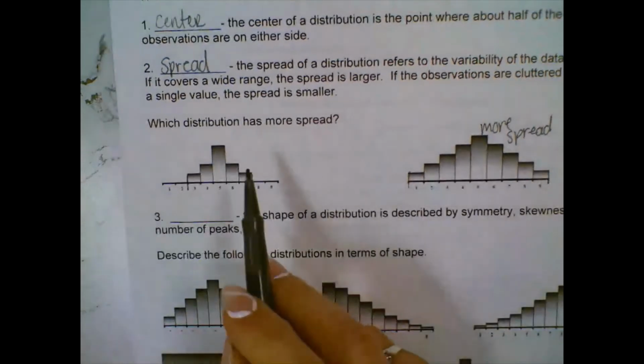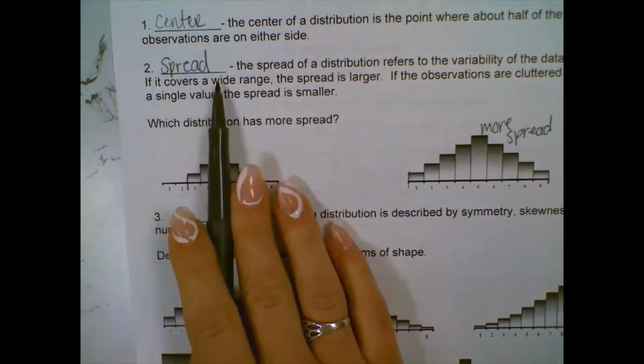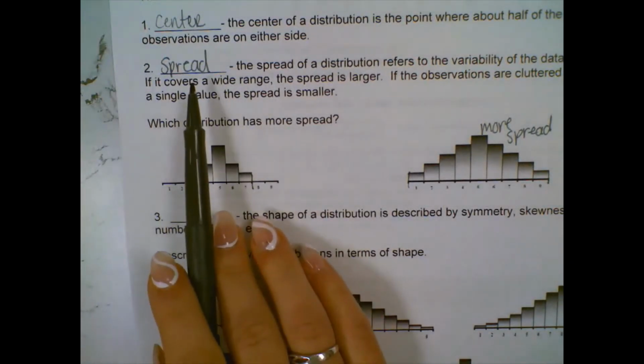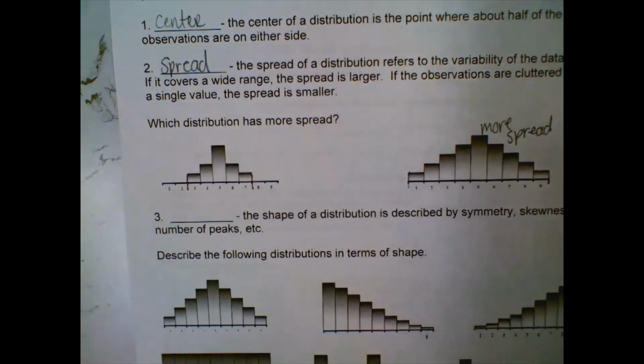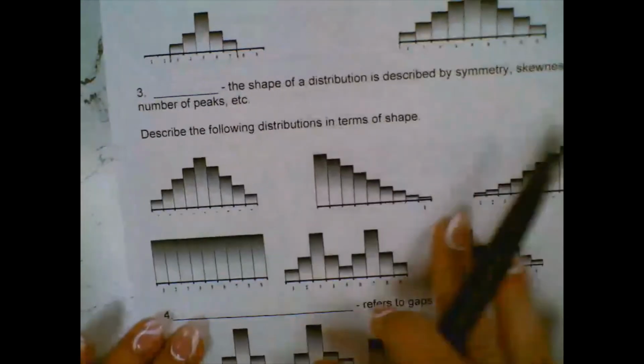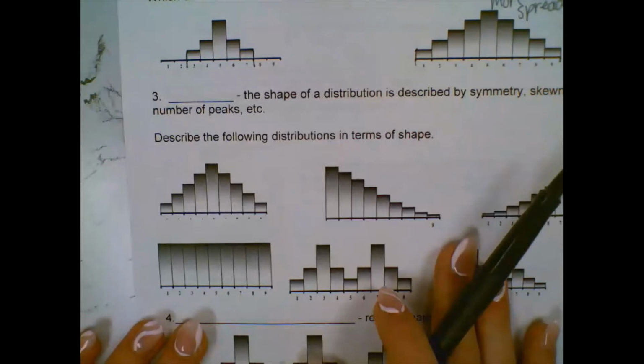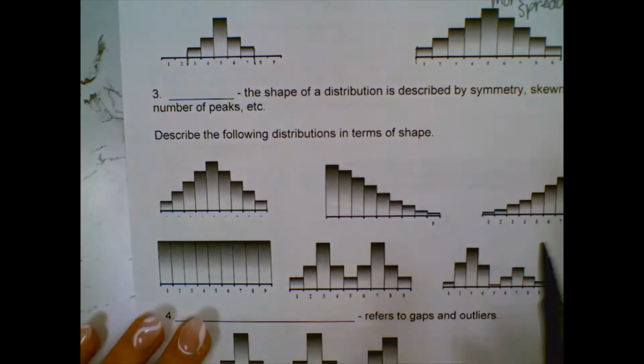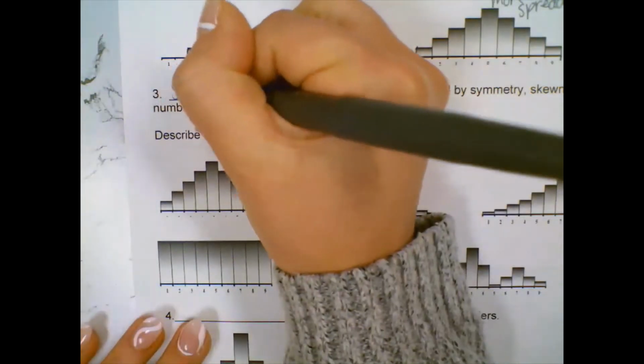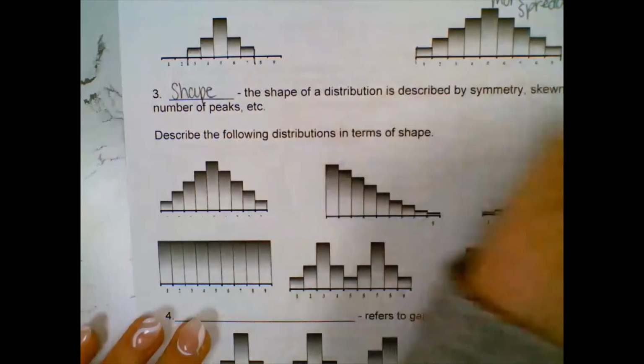So it's not very complicated. It's just true to the way the language is saying it. Which one has more spread? The one that is literally more spread out. Here is where we're going to see most of our vocab come from, and this is describing the shape of the distribution. When we're talking about the shape, there's a lot of different descriptors.